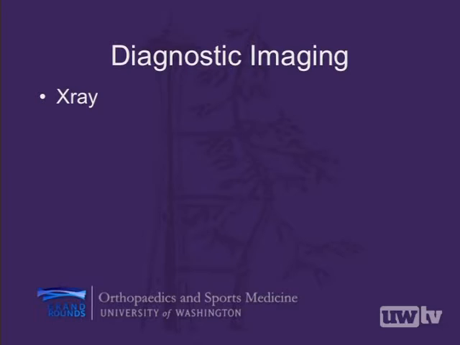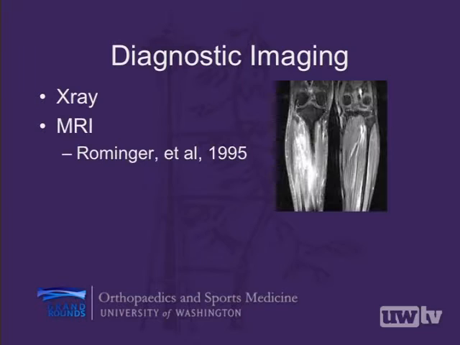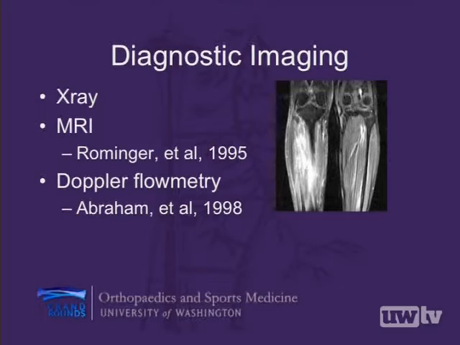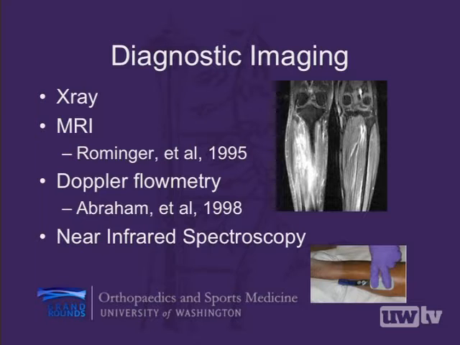Diagnostic imaging, is there any role for this? X-ray. Since we know that the most common cause of compartment syndrome is a fracture, we want to get x-rays of that extremity. That's where we should start. Is there any role for MRI? Rominger in 1995 looked at MRI to aid in the diagnosis of compartment syndrome. Essentially, it can tell you if you have one and your muscle's necrotic, but it cannot tell you whether or not you have an impending or developing compartment syndrome. The same goes for Doppler, and the same goes for near-infrared spectroscopy. So essentially, get an x-ray of the extremity. There's no other imaging modality that's going to diagnose this for you.